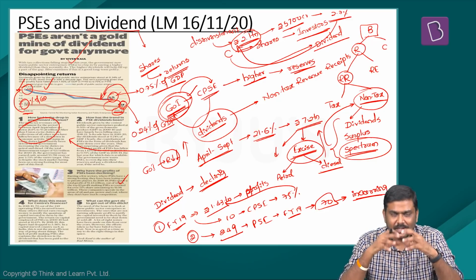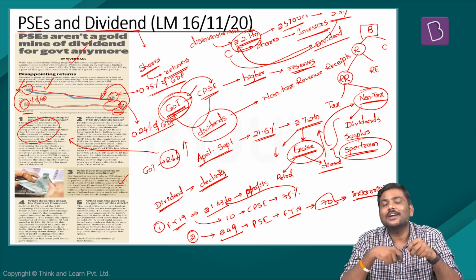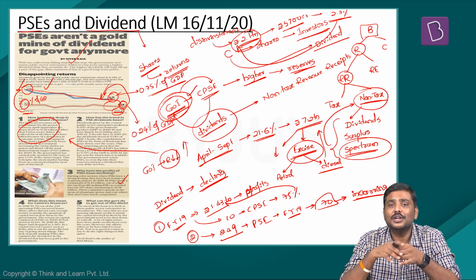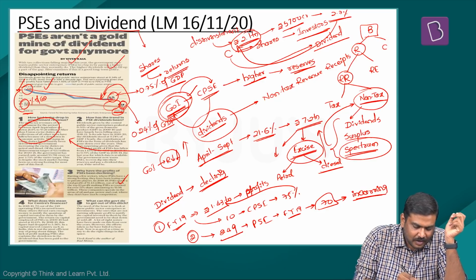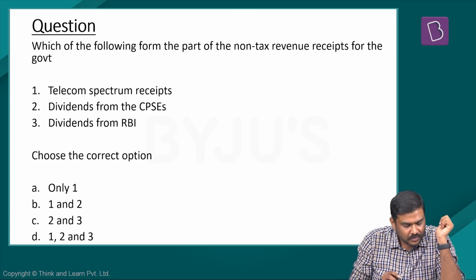As a result of this, it has basically sent a notice, a guideline to all of these particular CPSEs to transfer higher dividends to the Government of India. So this is the gist of the article given here. Based on this, I have given a question here.